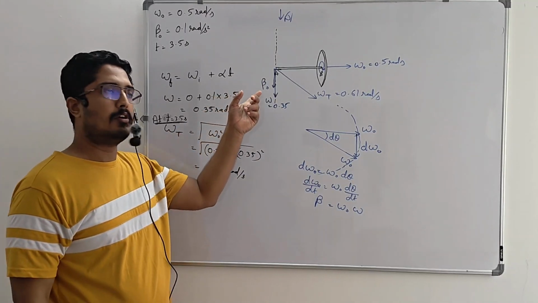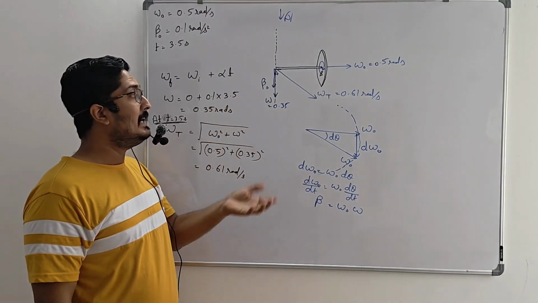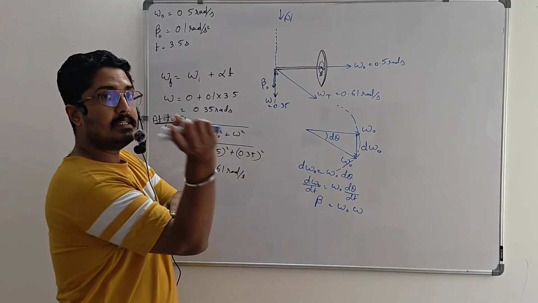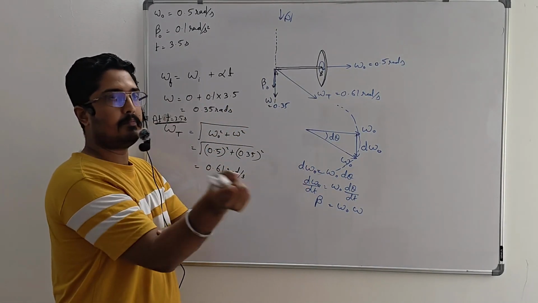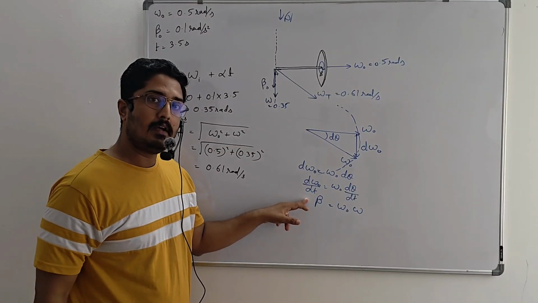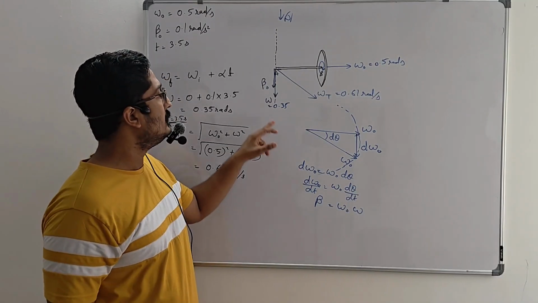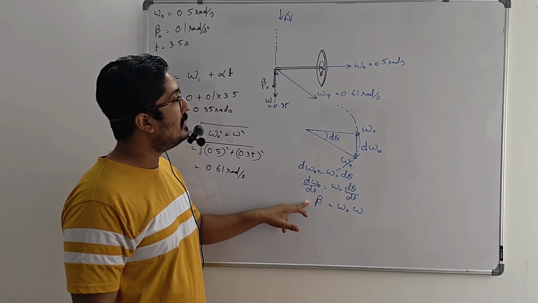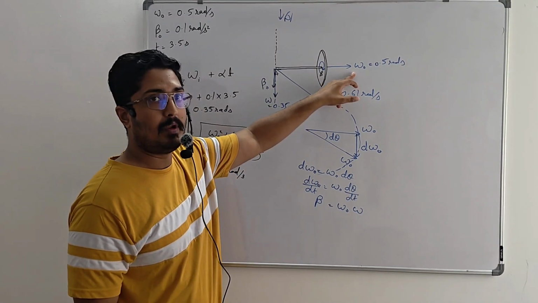What is the purpose of beta naught? Beta naught's purpose is to increase the omega. And what is omega? Omega is the revolution angular velocity. Now, what is the purpose of beta here? Beta has nothing to do with the change in omega. Beta's purpose is only one: beta will be changing the direction of my omega naught.